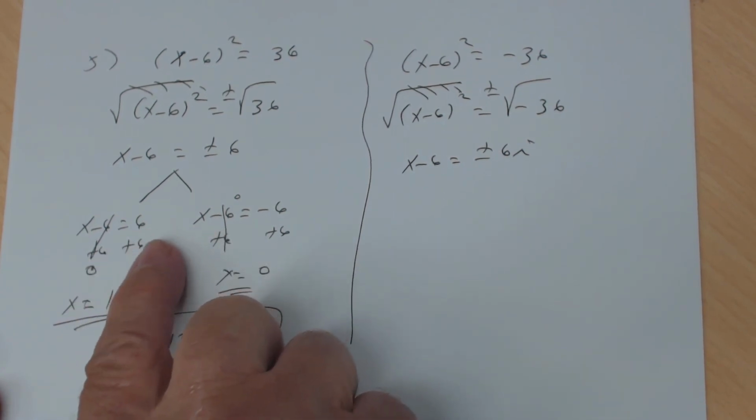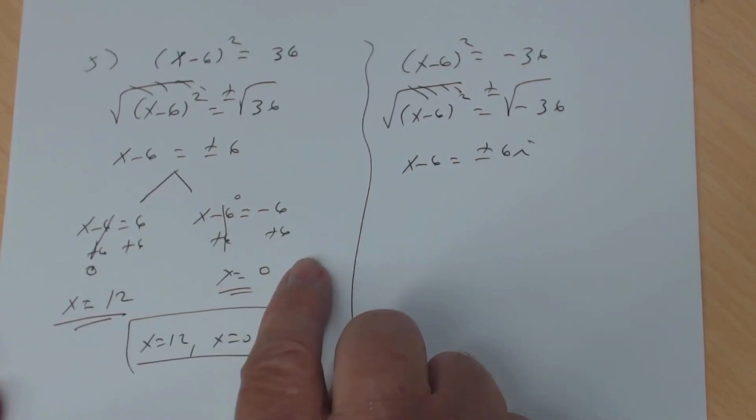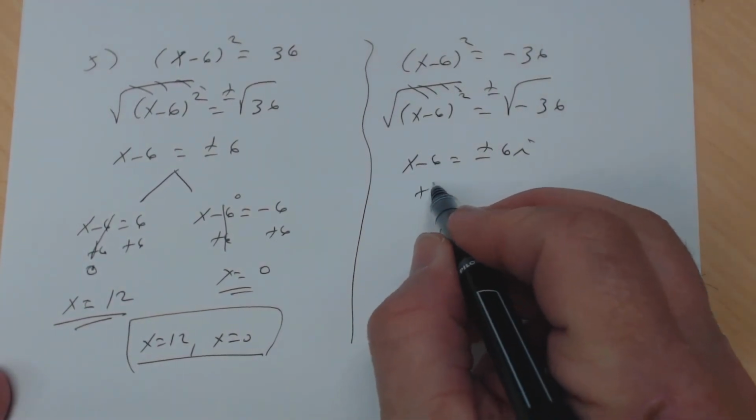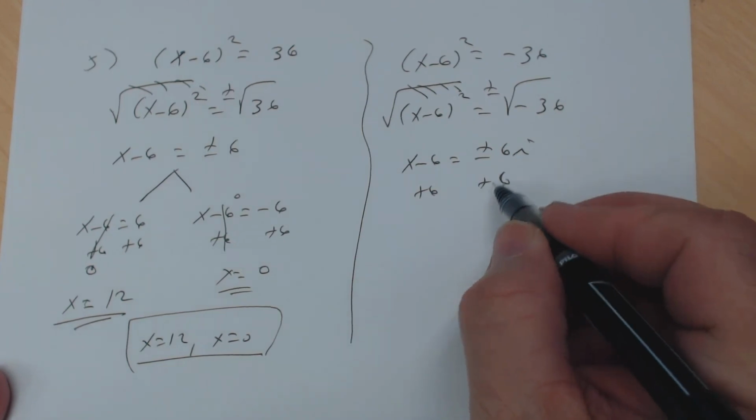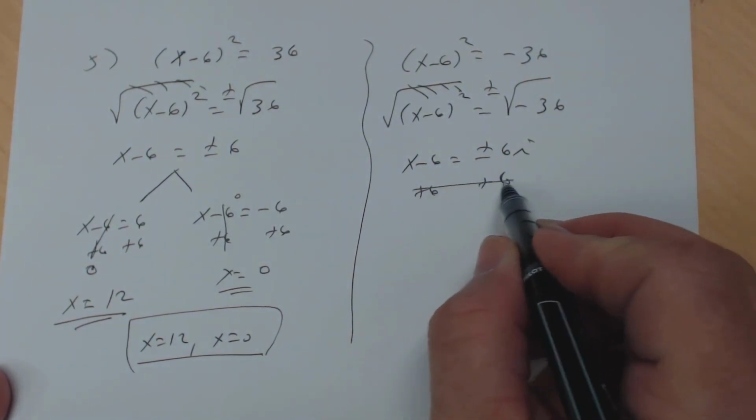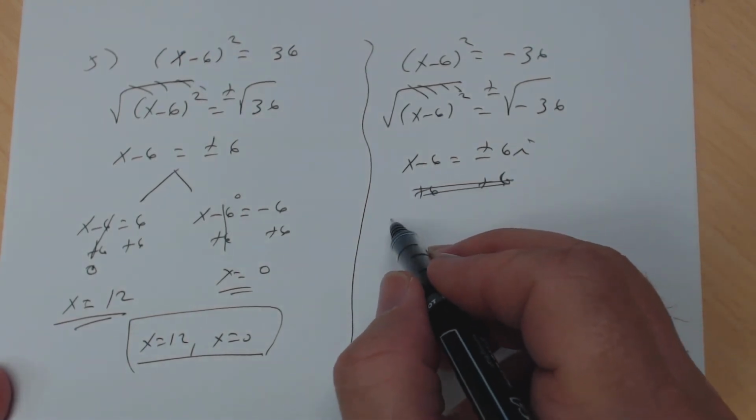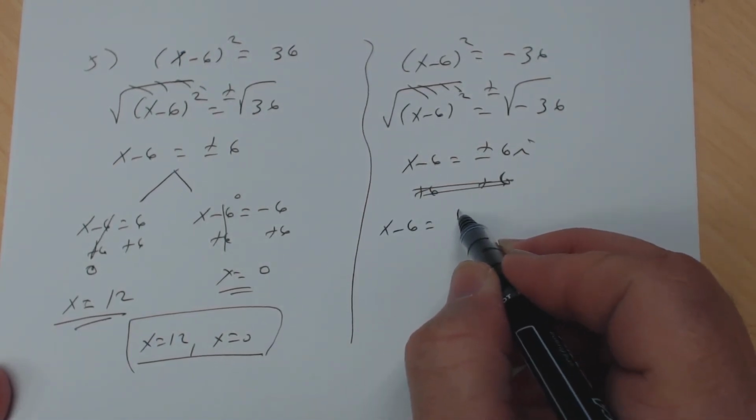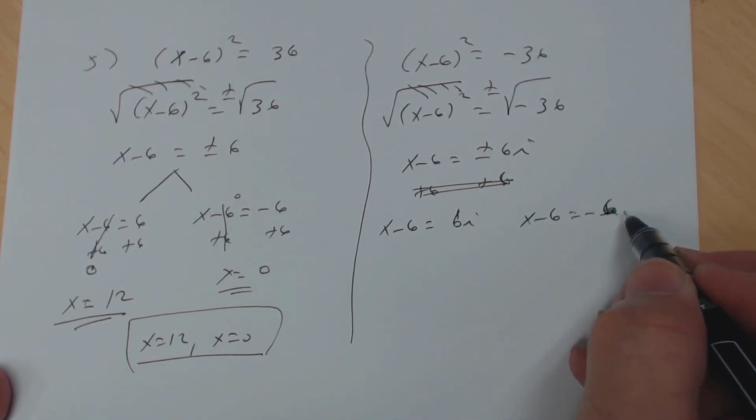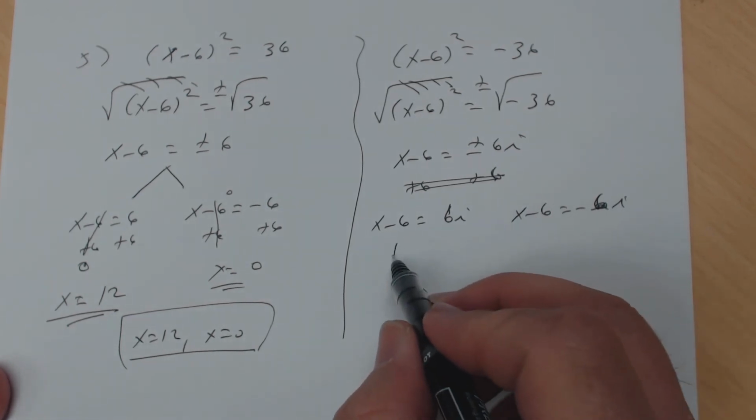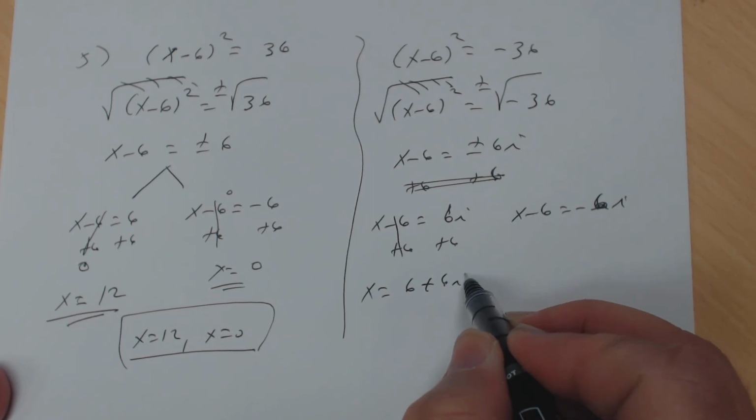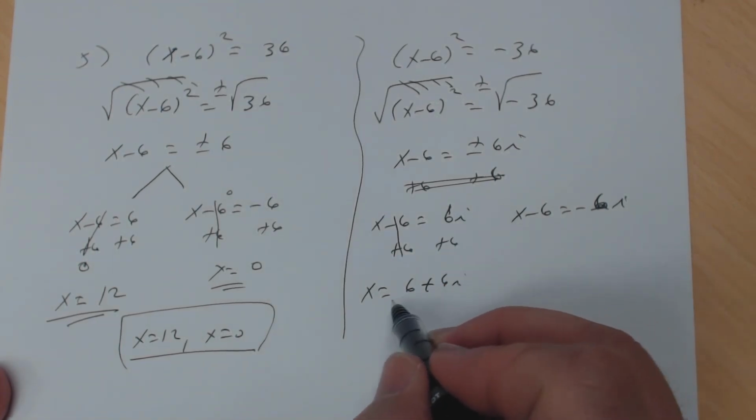So when you get to this point, you can combine 6 and 6. You can combine negative 6 and 6. Whereas over here, when you add 6 to both sides, you can't combine those because this has an i in it, this doesn't. So there are two ways you could do this. Remember, you can say x minus 6 equals 6i, and then x minus 6 equals a negative 6i. And then add 6 to both sides right here. So you get one solution to be 6 plus 6i.